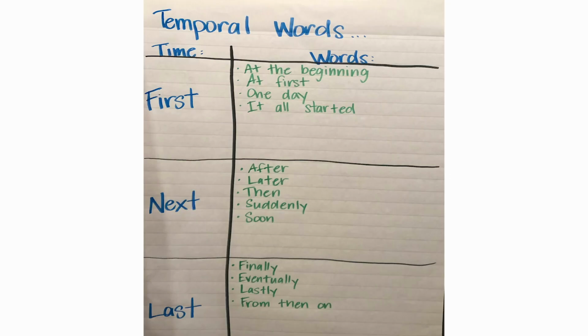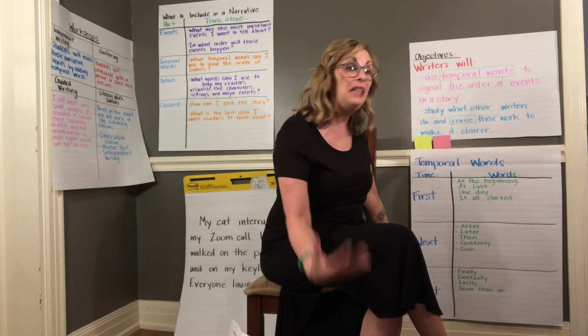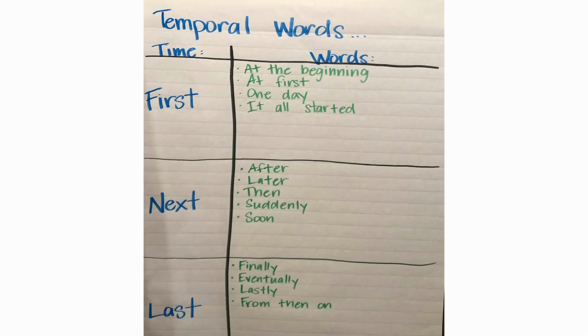Some words tell us what happens first in a story, like at the beginning, at first, one day, it all started. Then there are temporal words that tell us what happened next. For example, after, later, then, suddenly, soon. Some temporal words are going to signal to us that this is the last thing that's going to happen in a story. Those words might be finally, eventually, lastly, and from then on.